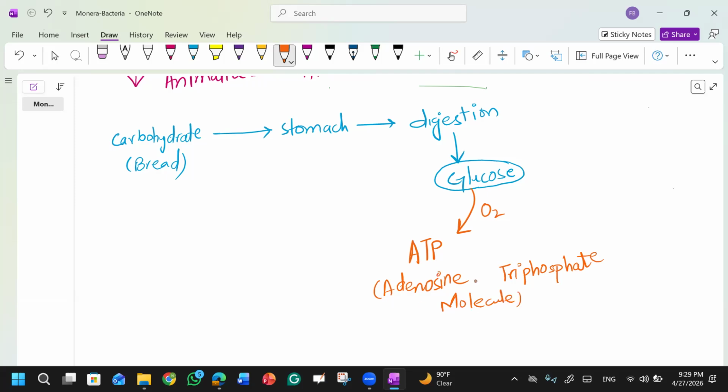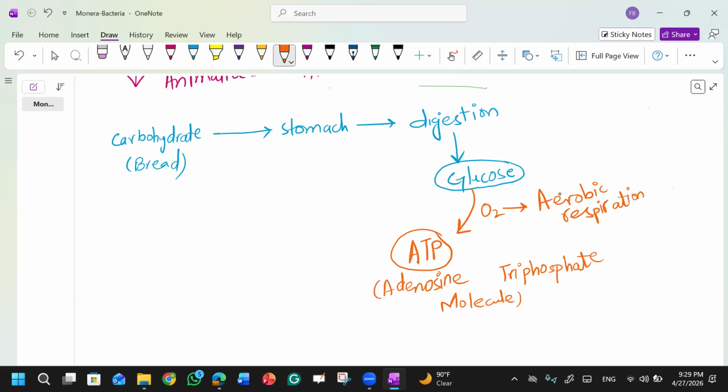What I'm saying is that when your body digests your food and you get glucose, that glucose cannot be used up directly in your body. Your body needs to convert glucose into useful ATP form. For that, oxygen is needed, and that is why this process is known as aerobic respiration. Aerobic means from air. Air means oxygen. This is aerobic respiration.